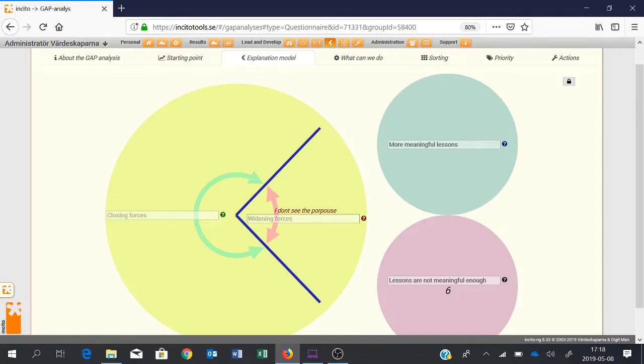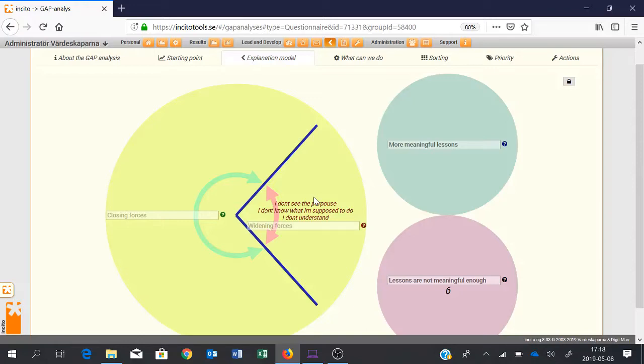Another group might say, I don't know what I'm supposed to do. And the third group might just say, I don't understand, like so. Okay, so here we have the students' own ideas. Why aren't the lessons meaningful?